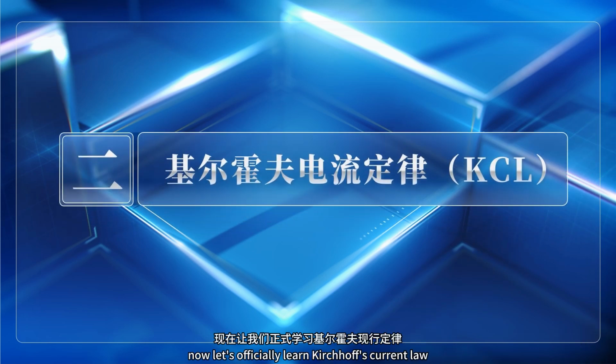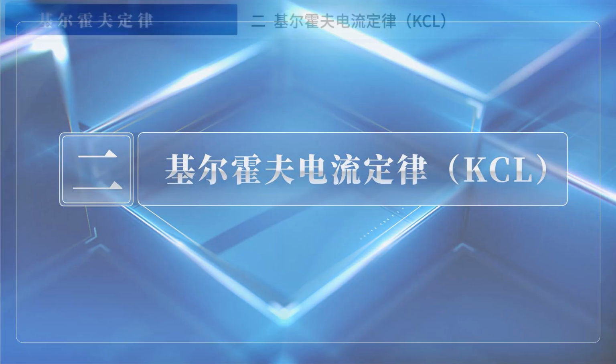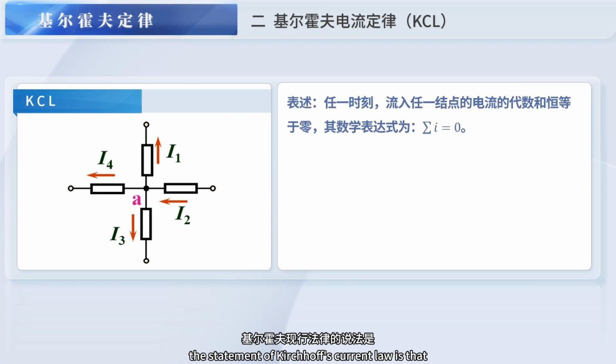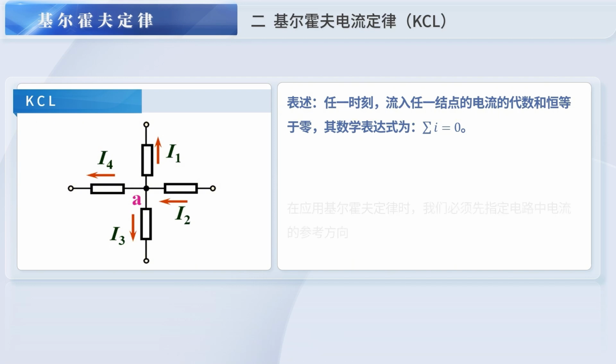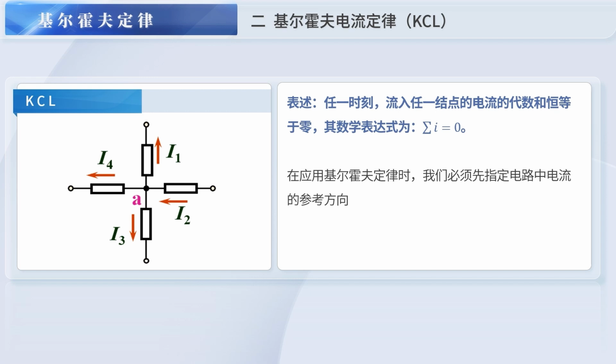Now let's officially learn Kirchhoff's current law. The statement of Kirchhoff's current law is that, at any moment, the algebraic sum of the currents flowing into any node is always 0. Its mathematical expression is sum I equals 0. For node A in the figure, when applying Kirchhoff's current law, we must first specify the reference direction of current in the circuit. When the actual current direction is the same as the reference direction, the current is positive. Otherwise, it is negative. Here we specify that the current flowing into node A is positive.